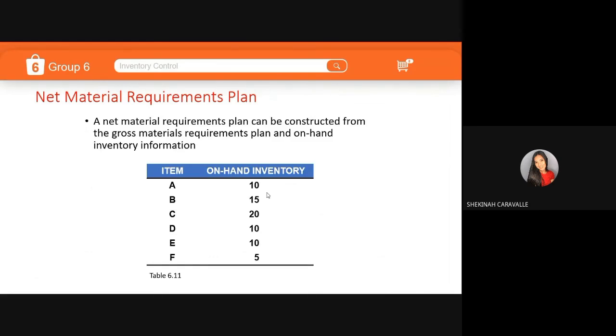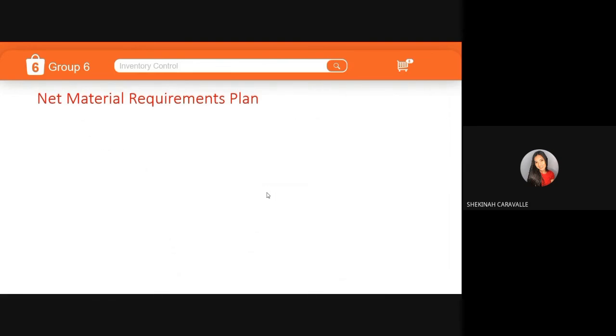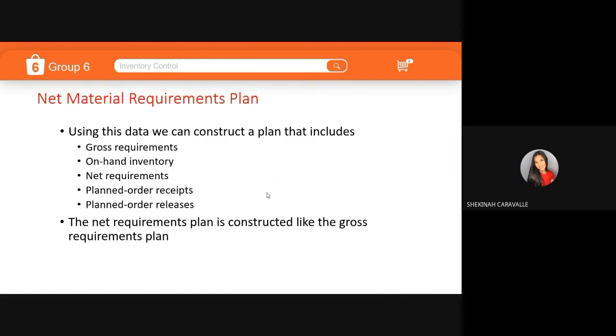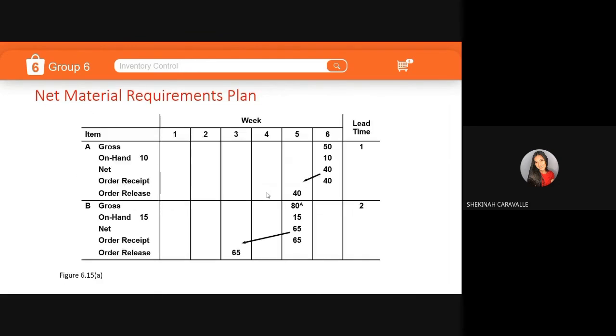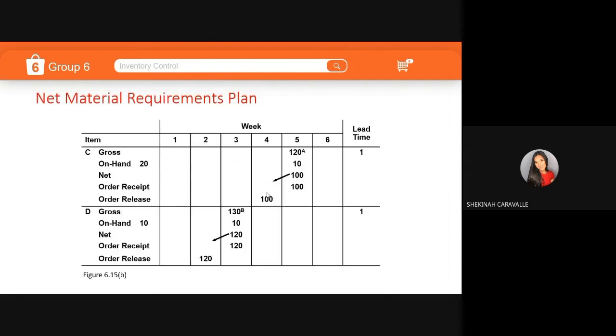A net material requirements plan can be constructed from the gross material requirements plan and on-hand inventory information. Here's the table, which shows the item and its on-hand inventory. Using this data, we can construct a plan that includes gross requirements, on-hand inventory, net requirements, planned order receipts, and planned order releases. The net requirements plan is constructed like the gross requirements plan. It's like that.